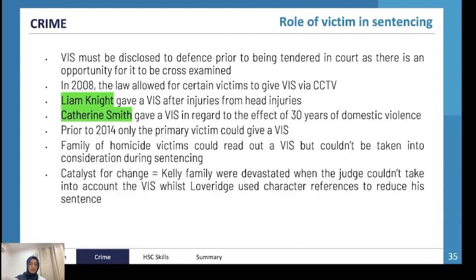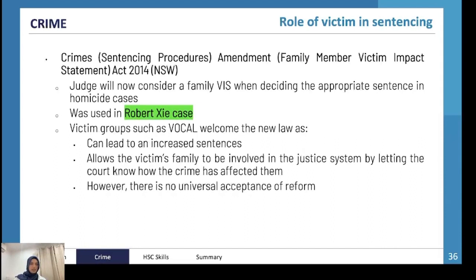Role of victim in sentencing. So Crimes Sentencing Procedures and Amendment Act. So the judge will now consider a family victim impact statement. This was used in the Robert G case. So victim groups such as Focal welcome the new law, as it can lead to increased sentences and allows the victim's family to be involved. However, there is no universal acceptance of this reform.